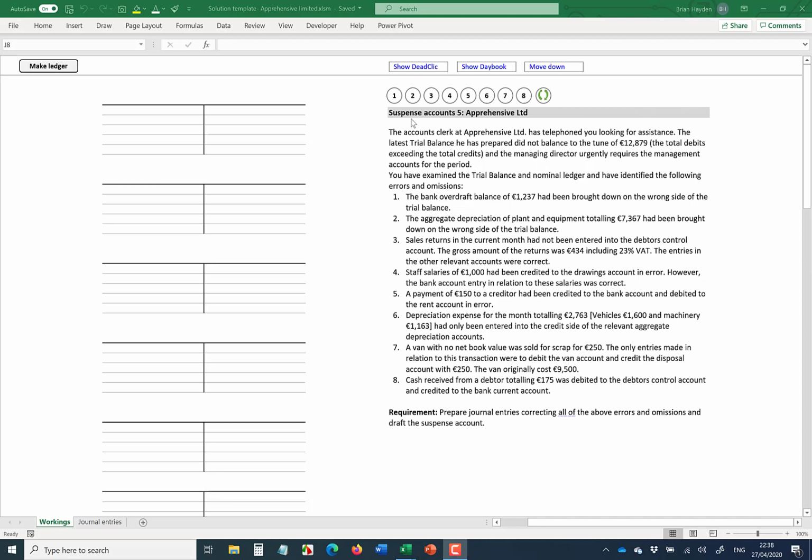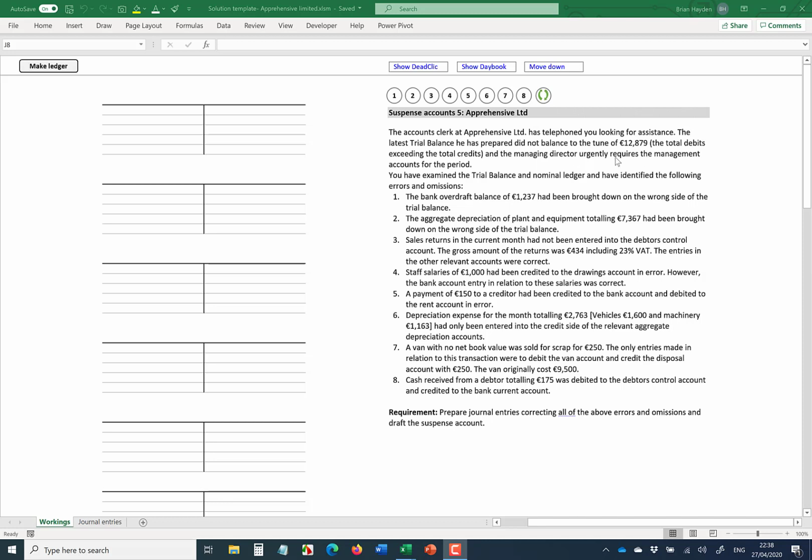So I've just copied the question into Excel here. Just reading through it to get a sense of it. The accounts clerk at Apprehensive Limited has telephoned you looking for assistance. The latest trial balance he has prepared did not balance to the tune of 12,879. The total debits exceeded the total credits. So the debit column was the bigger column, the greater value was in that column, which meant that our suspense account balance had to go into the credit column. So we have a credit value on the suspense account.